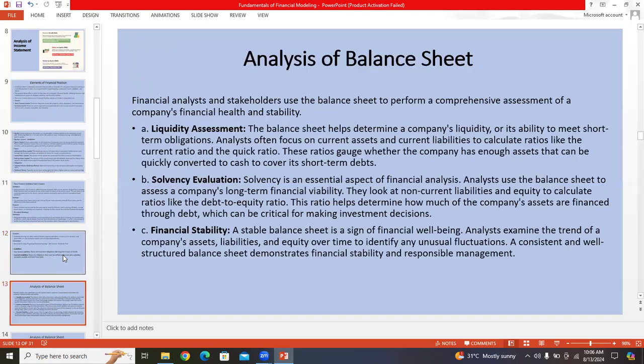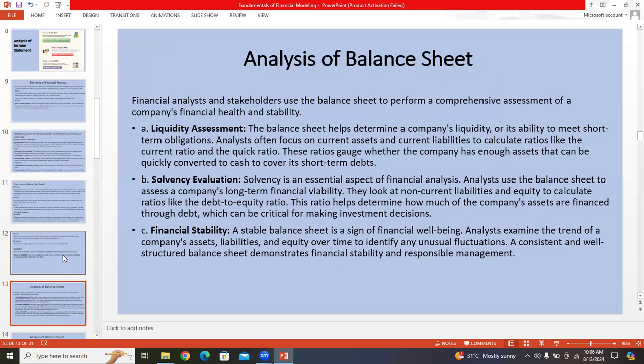If we analyze the balance sheet, there are different types of analysis. We get to see solvency evaluation, liquidity analysis, and financial stability. The balance sheet is equally important as the income statement. Previously, we understood the income statement. Currently, we are understanding the balance sheet and its analysis.